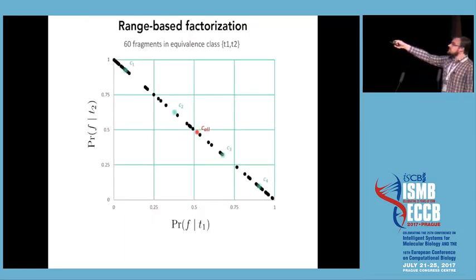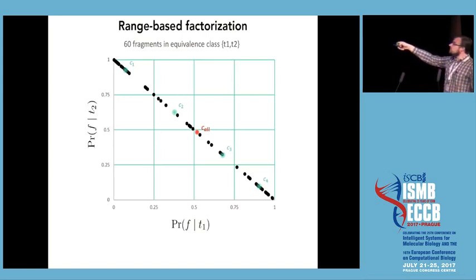What I'm showing here is an equivalence class with only two transcripts, T1 and T2. On the x-axis I'm drawing the conditional probability of seeing a particular fragment given T1, and on the y-axis, the probability given T2. These sum to 1, because these are our normalized conditional probabilities. And furthermore, you see everything along this diagonal for that reason.